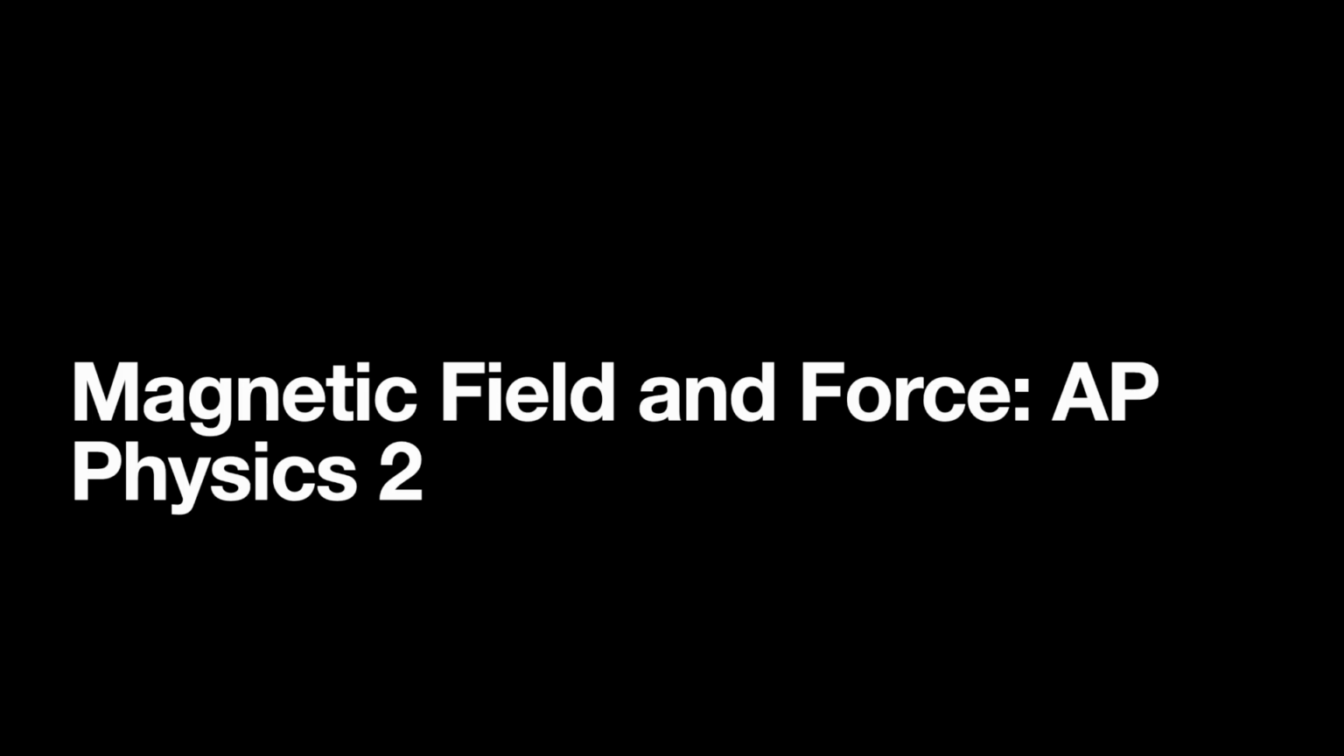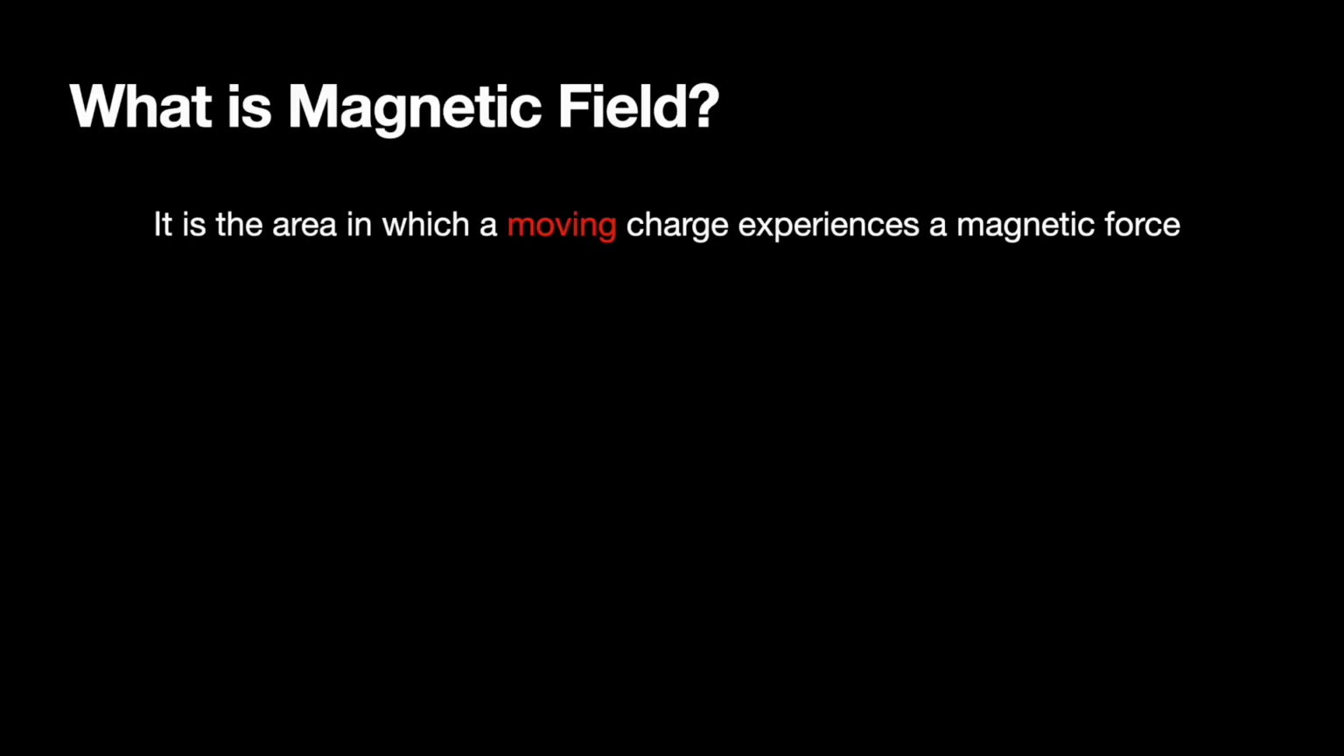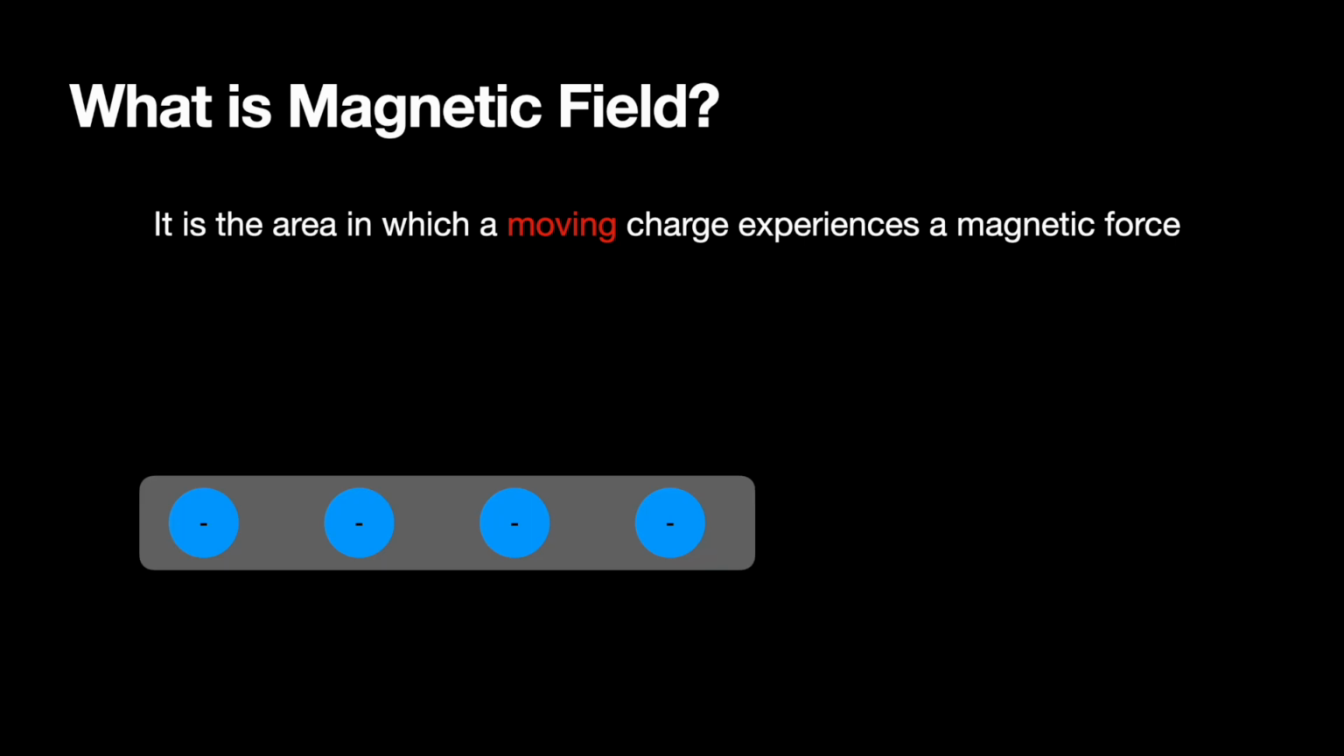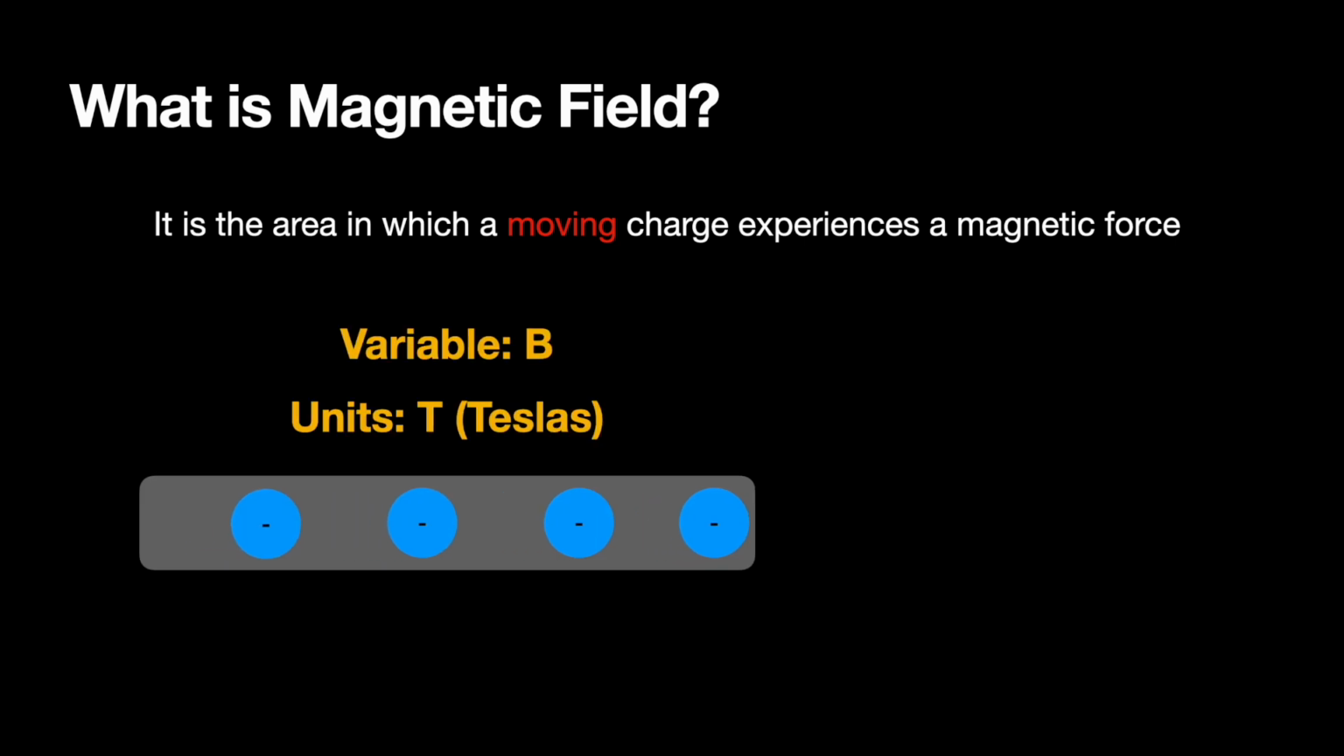Everyone, today I'll be covering magnetic field and force. Magnetic field is the area in which a moving charge experiences a magnetic force. It's caused by moving electrical charges. Its variable is B and its units are Teslas.